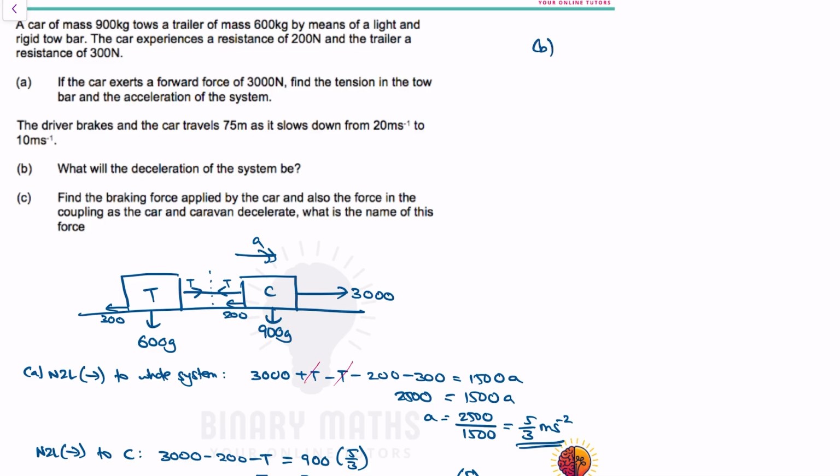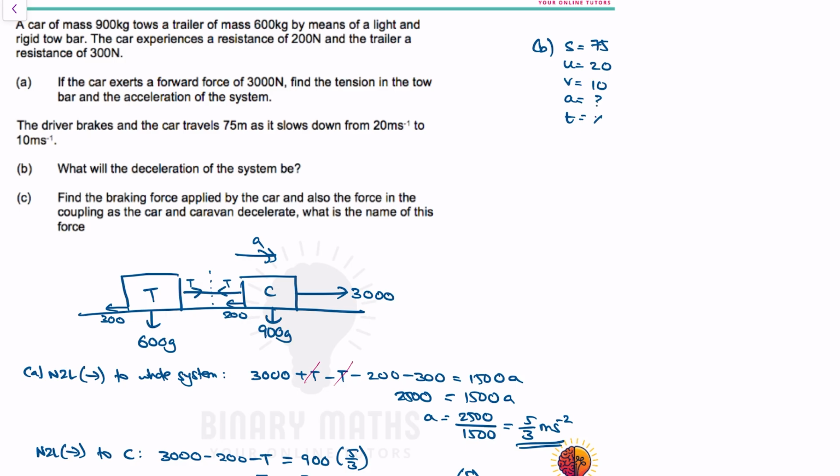Okay, part B. The driver brakes and the car travels 75 meters as it slows down from 20 meters per second to 10 meters per second. What will the deceleration of the system be? So if I set up a SUVAT equation, we know it's traveled 75 meters. It's slowed down from 20 to 10. We're trying to work out the deceleration, so this is a question mark.